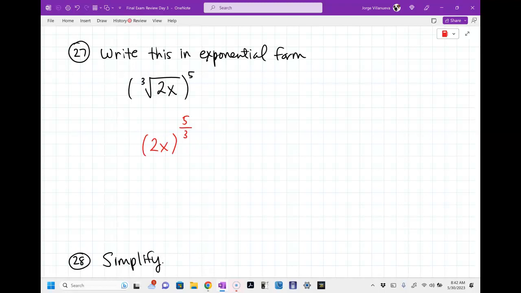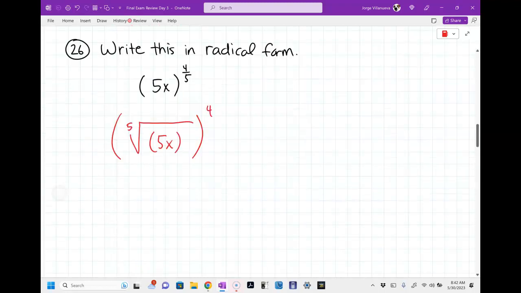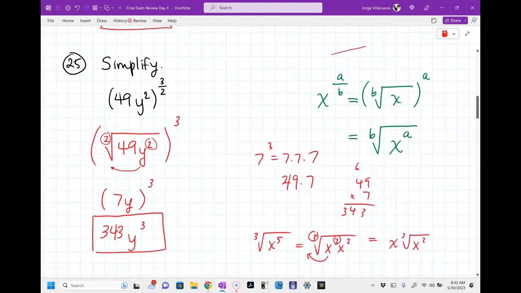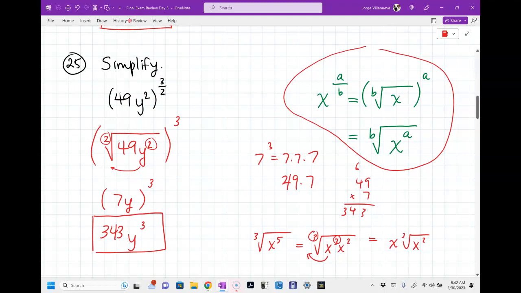So these aren't meant to be difficult. You just got to remember the definition, right? How to change it one way into the other. And that definition is on what number was it? Right here. Okay, number 25. That's the one that tells you how you can rewrite stuff.